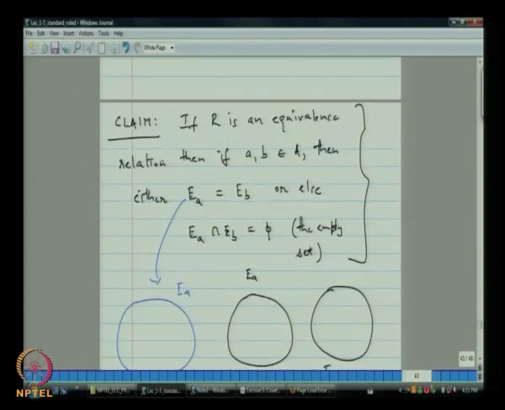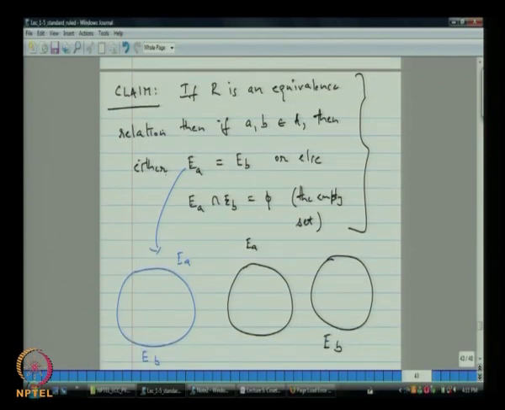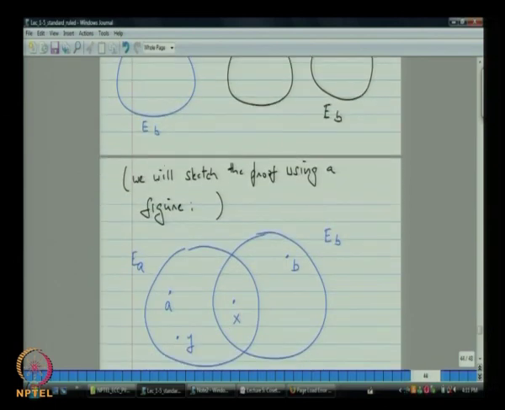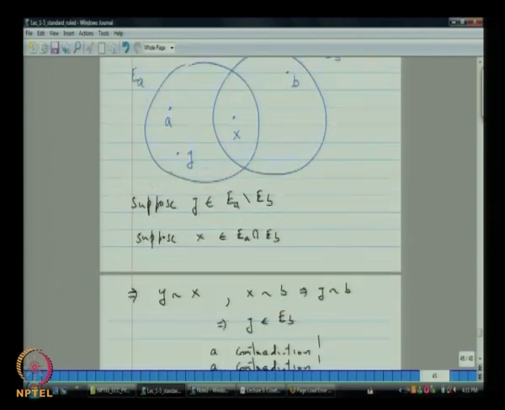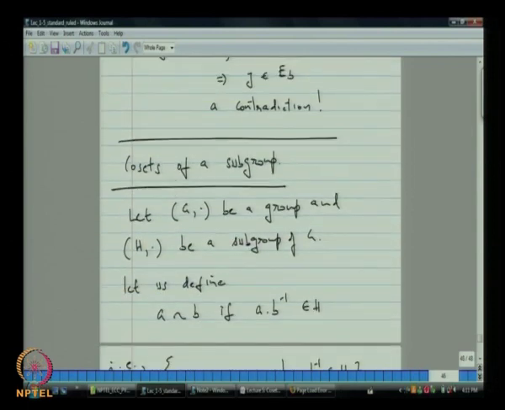Then the set of all elements that are equivalent to a certain element, let us say A, we call that E sub A, and we showed that these sets have the property that they are either identical for different elements A and B, or else they are disjoint. And we gave a proof of that. Then we talked about the cosets of a subgroup.